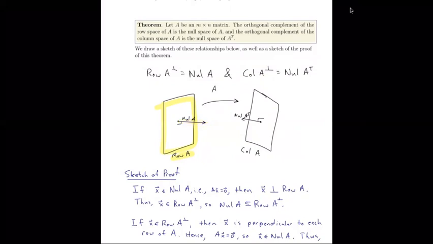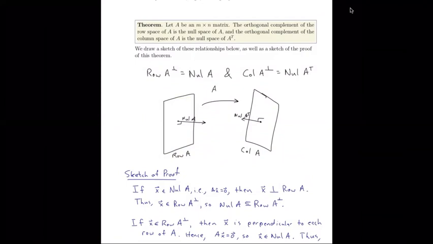On the flip side, if we took the transpose of A, we see that the null space of A transpose is the orthogonal complement of the column space of A. So these spaces taken pairwise, at least the row space of A and the column space of A, their complements are the null spaces of A and A transpose respectively.